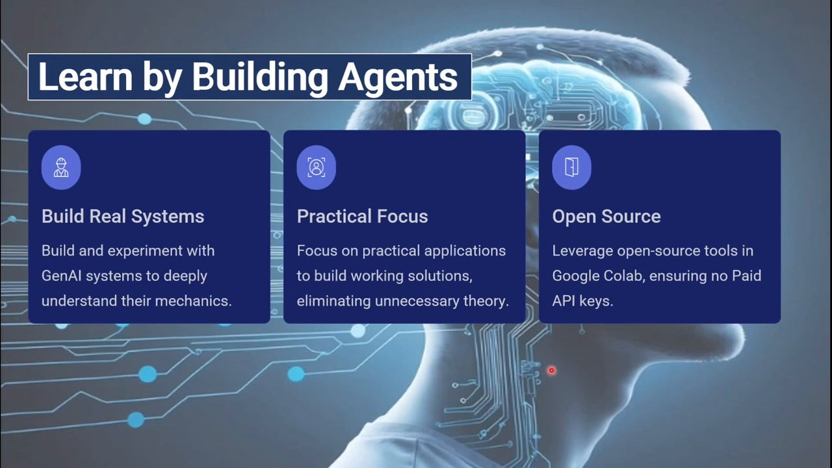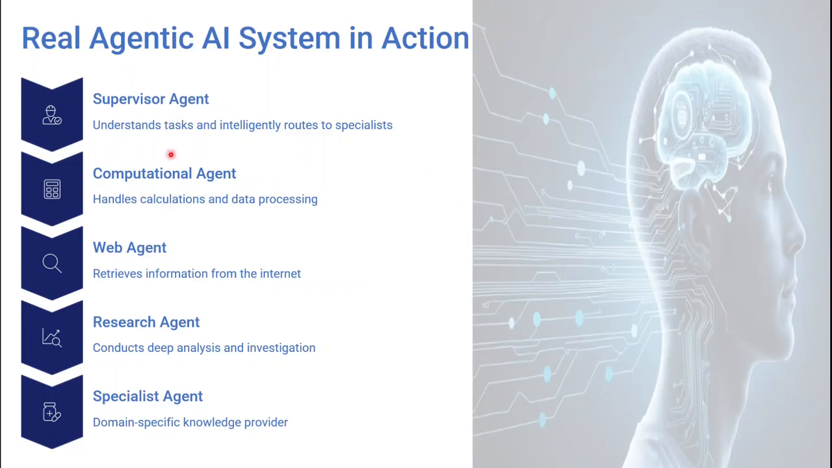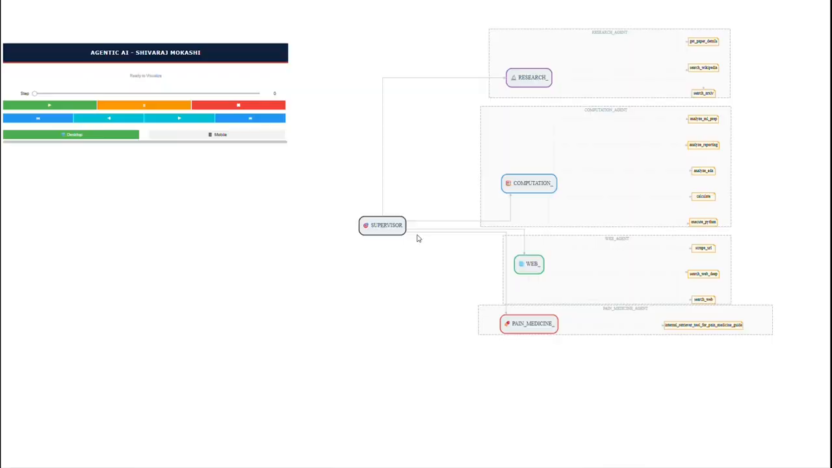Before going into what this course has in detail, I will show what exactly we will build at the end of the course. So we have a supervisor agent which is routing to a web agent, computational agent, research agent, and pain medicine agent. Again, each has its own tool.